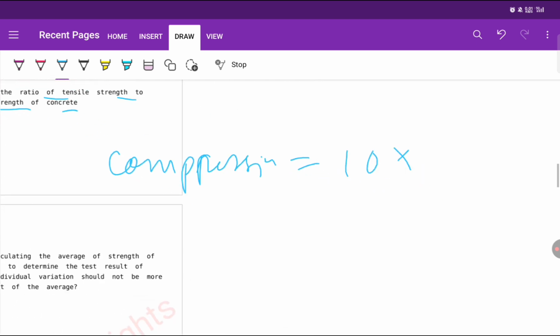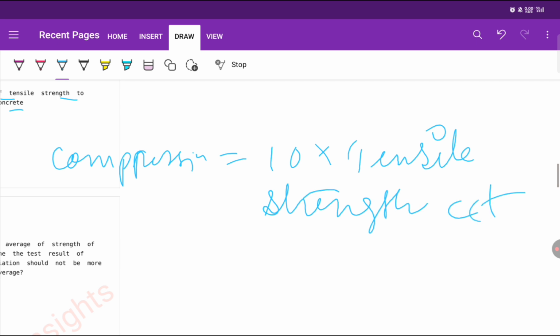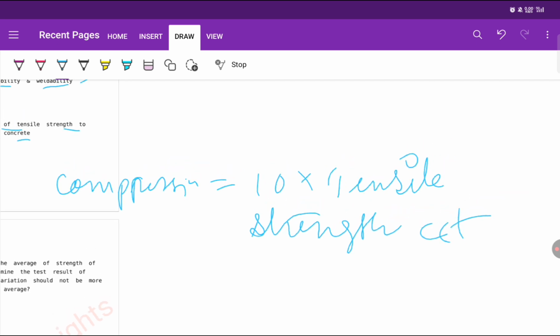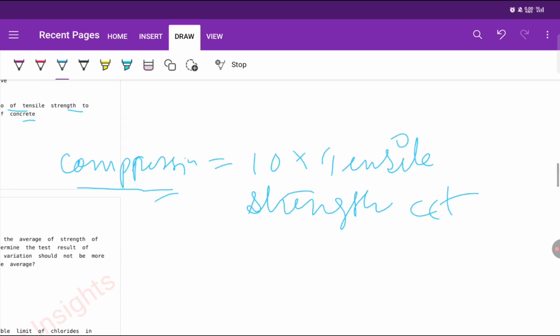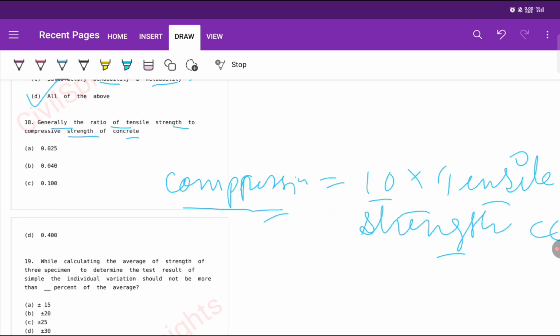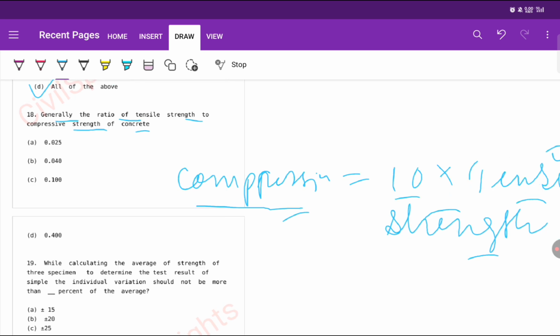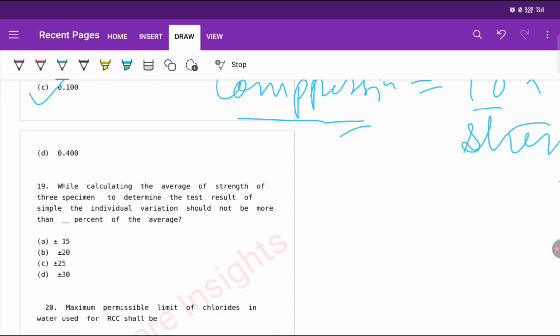Remember, 10 times of tensile strength of concrete. So concrete is good in compression, right? But it is not good in tension. So compressive strength is 10 times of tensile strength of concrete. So if we take the ratio of tensile strength to compressive strength of concrete, then how much will we get, that is our 0.1, right? So option C is the correct answer.